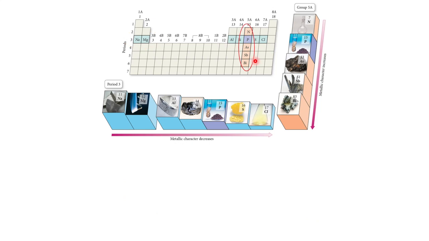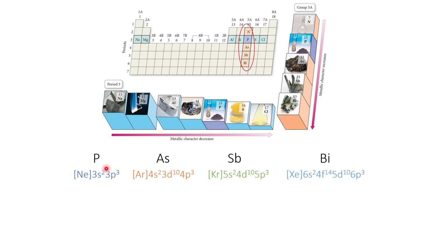All right, let's look as we go down a group. So phosphorus, arsenic, I can't remember what this one is, and then bismuth. Strontium. Nope, that's not it. I don't remember. Sorry.